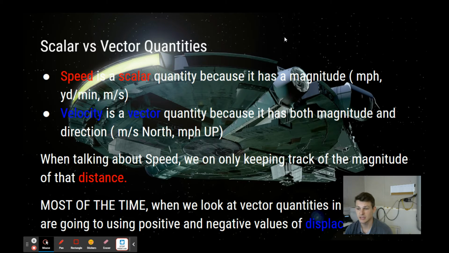So it won't just say 100 miles per hour, it'll say 100 miles per hour west or 100 miles per hour forward, things like that. So when we're dealing with vector, we're specifically talking about displacement, which is the change in position from origin to final destination. And when we're talking about speed, we're only talking about distance covered. So speed is going to take into account the trip, whereas displacement takes into account the origin and the ending.